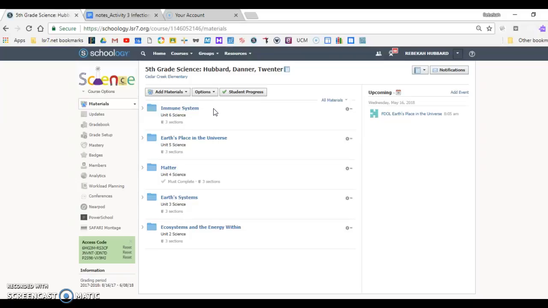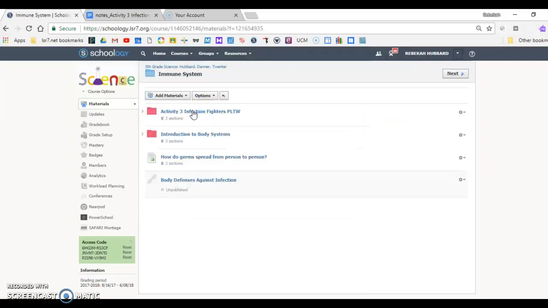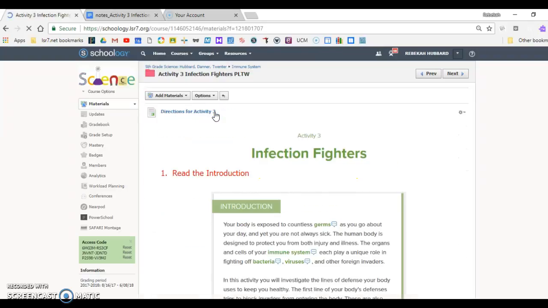All right, you're in your science course and you have clicked on immune system and you have clicked on the activity 3 infection fighters PLTW. This is where you will be working today.